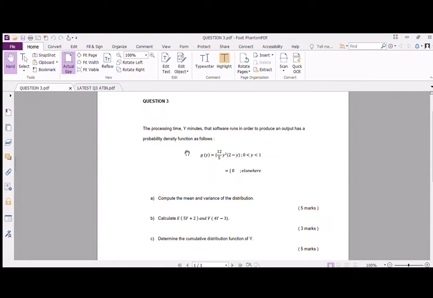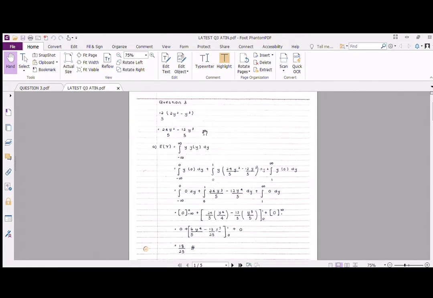But in case it doesn't state this, you can look at the variable. Here our variable is time, and time is a continuous variable. So this is a continuous function. To solve the continuous density function, we have to integrate. In order to make it easier to integrate later, we have to expand this first. After you expand, you will get this. Then you can proceed to find the mean, which is expected of y, by using this theorem.